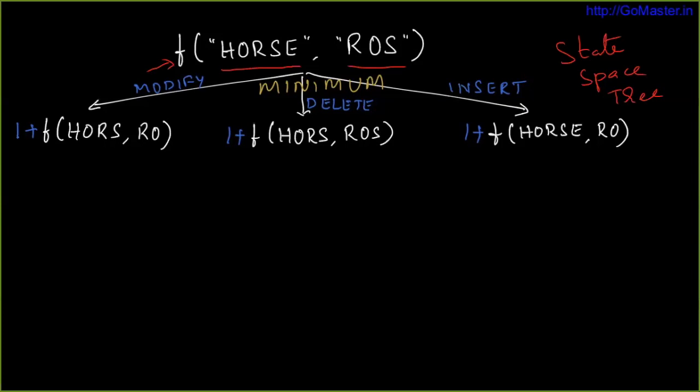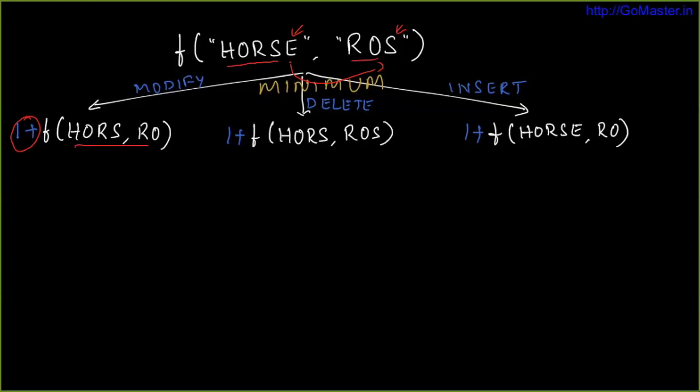So we would like to try exhaustively all possibilities, and all possibilities can be looked at as just dealing with the last two characters here. One way of dealing with that is we can modify the character E to S so that we go nearer to the target word. So this is the first operation. If we modify that, it is going to cost us one operation, and the remaining problem we need to solve is we need to somehow transform HORS to RO, right? That's exactly what we are doing here.